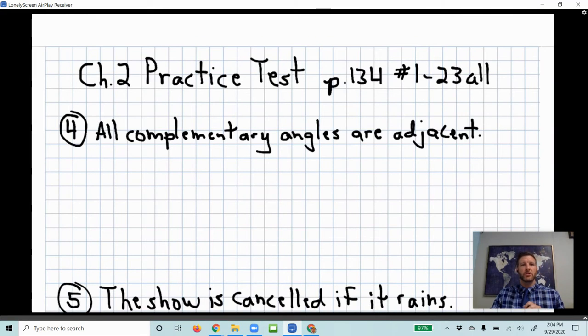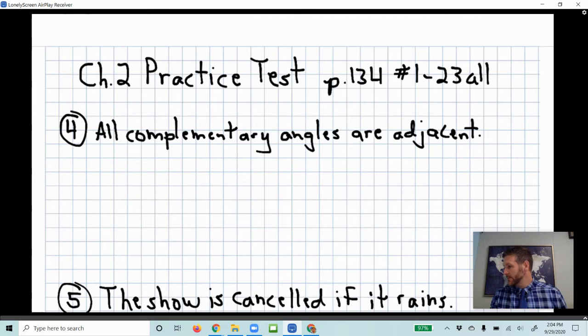We finished chapter 2, and so it's time to do the practice test in this video, and we'll also be doing the chapter 2 review this week. So here's a couple sample problems from the practice test, page 134. You'll be doing 1 through 23 all. And again, these solutions aren't in the back of the book, but they'll be posted along with this assignment as a PDF. Alrighty, let's jump right in.